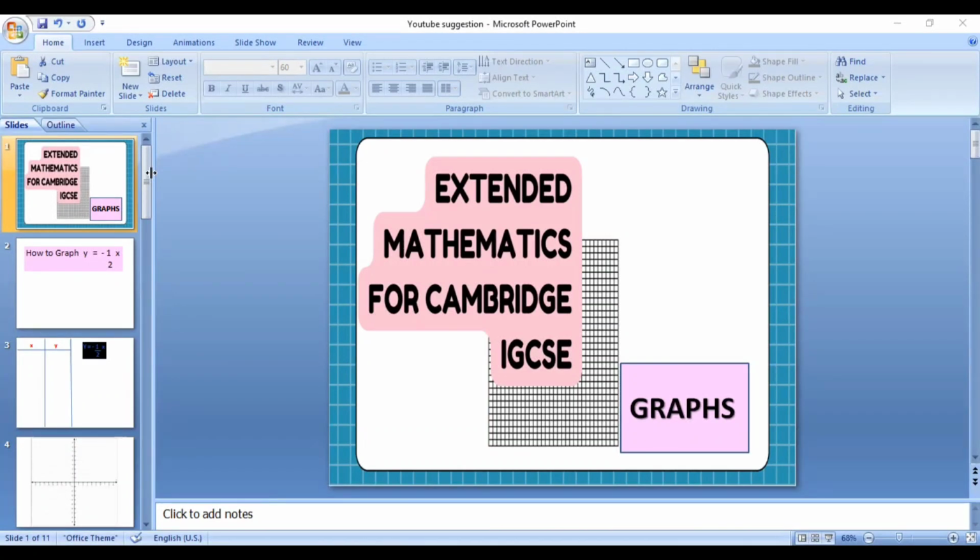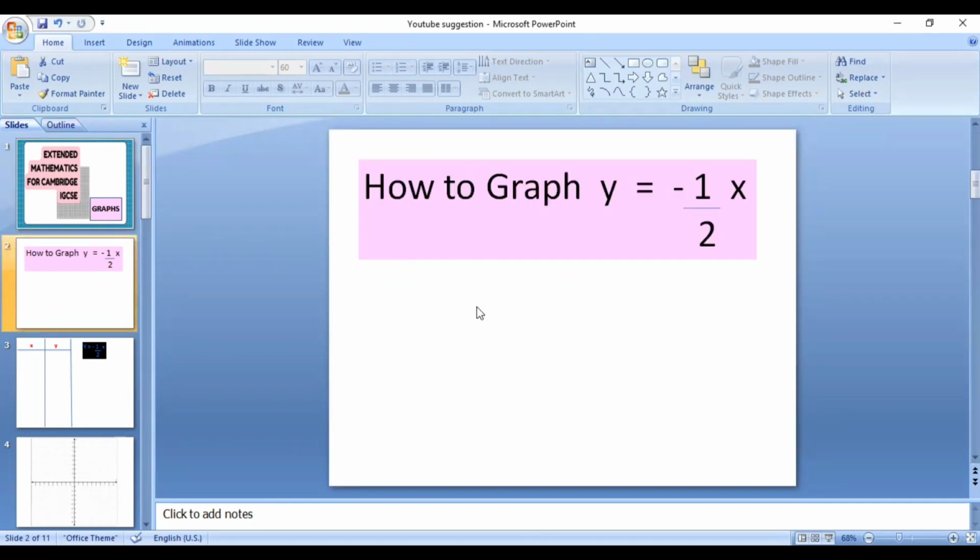In this video, I am going to graph slope intercept form. Let's have a look. Our question is how to graph y equals minus 1 over 2x. Our equation is in slope intercept form, but here the y-intercept is not given. So that means the y-intercept is 0.